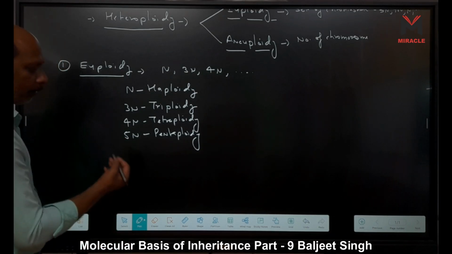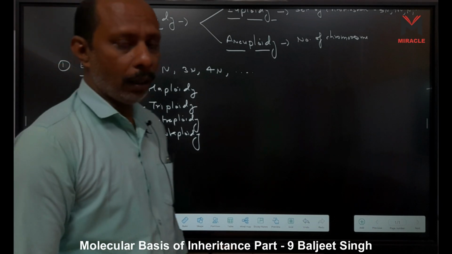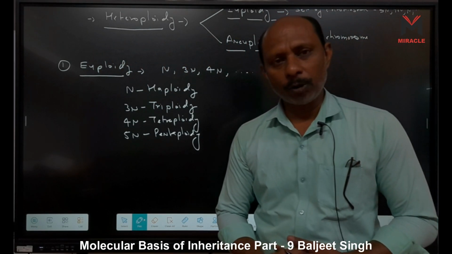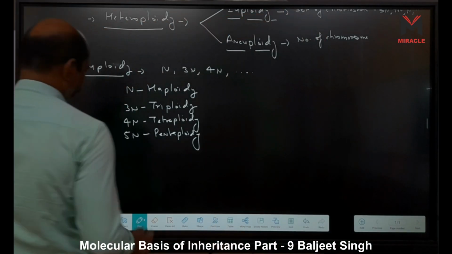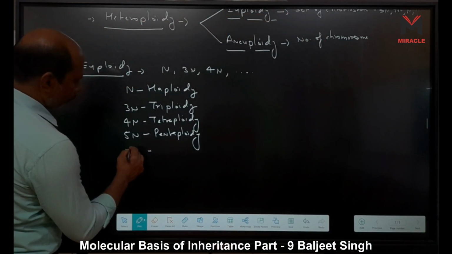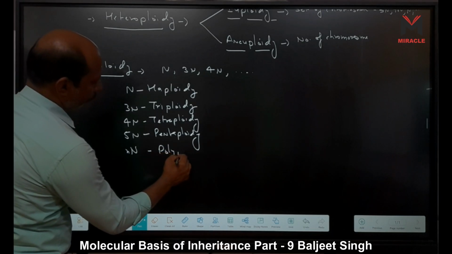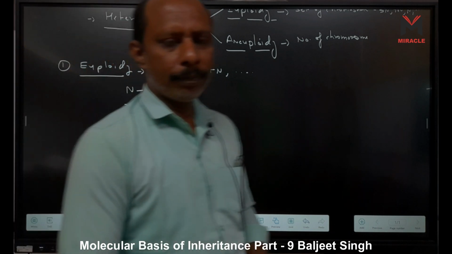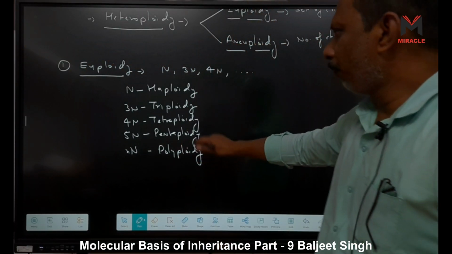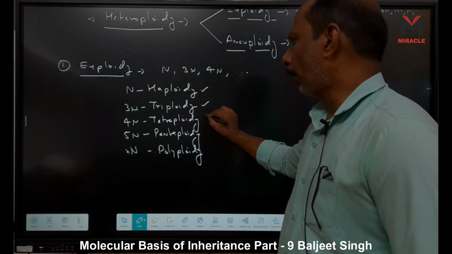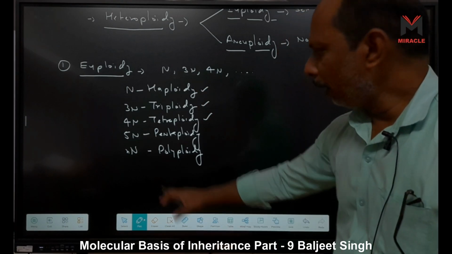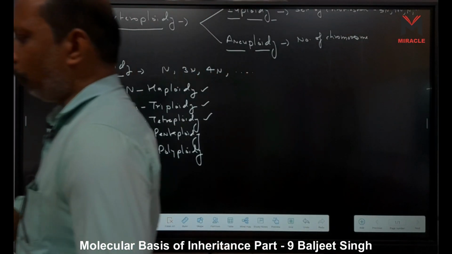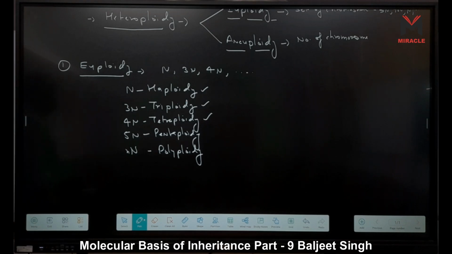6N means hexaploidy. 7N means heptaploidy. 8N means octaploidy, 9N means nonaploidy, and 10N means decaploidy. More than this is called polyploidy. So here we use haploidy, triploidy, tetraploidy, and more in number is polyploidy.